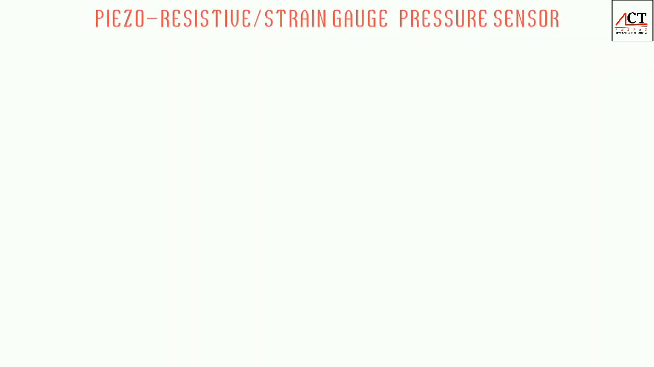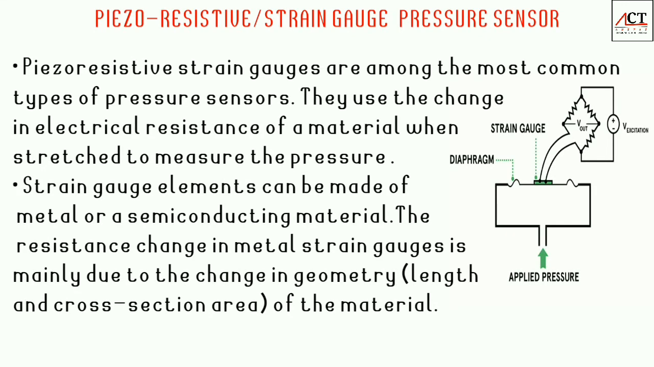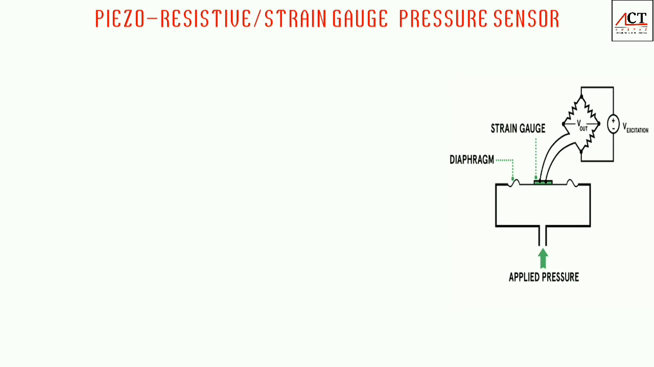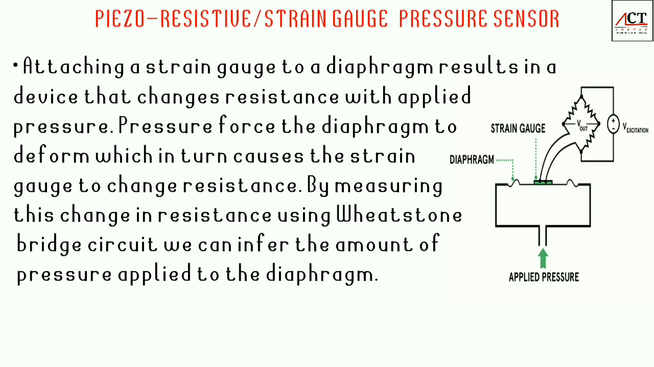The next is the piezoresistive or strain gauge pressure sensor. Piezoresistive material has the property that whenever it is stretched, it produces a change in resistance. Here, a diaphragm is used as the pressure sensor element with the strain gauge. So, whenever pressure is applied, it forces the diaphragm to deform, which causes the strain gauge to change its resistance. This change in resistance can be measured using a Wheatstone bridge circuit, and the change in resistance is proportional to the pressure applied at the diaphragm.